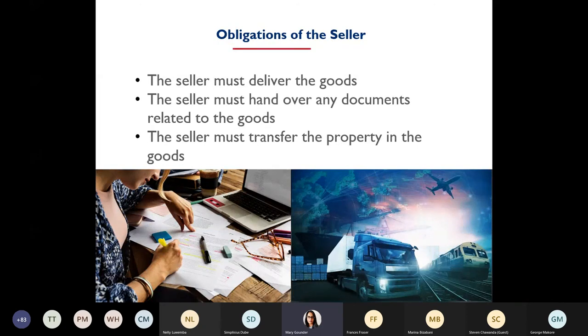So I contact you and I say, I want to purchase the t-shirt. And you are happy to sell it to me. But what is the next step? The next step is actually starting to look at how much will it cost to deliver the goods to me? Who's going to pay for all of that? What is your obligations as the seller? So your obligations is to deliver the goods.